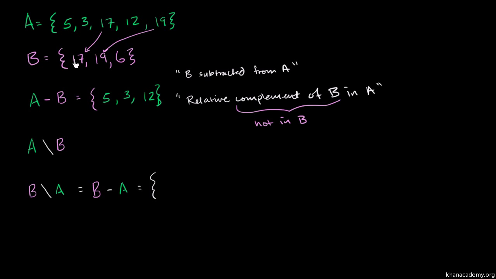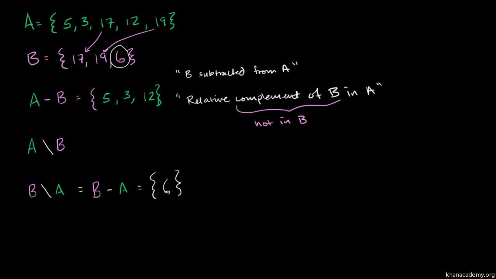If we start with set B, we have a 17, but a 17 is in set A, so we have to take the 17 out. Then we have a 19, but there's a 19 in set A, so we have to take the 19 out. Then we have a 6. Well, we don't have to take a 6 out of B because the 6 is not in set A, so we're left with just the 6. So this would be just the set with a single element in it, the set containing 6.